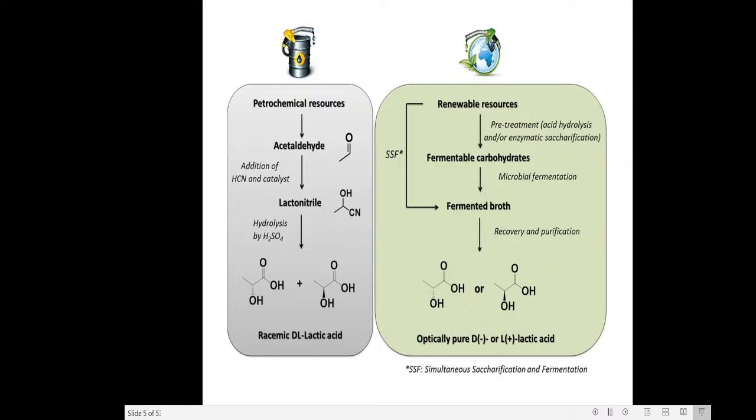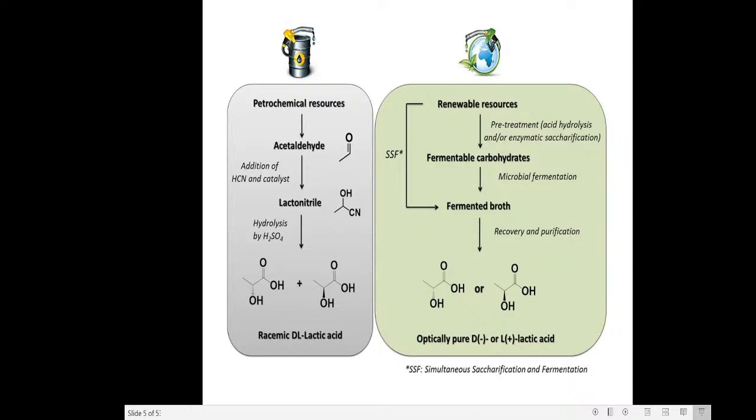Like us humans, we chop the vegetables and then eat them, right? The same process is needed for microbes: we need to chop the polysaccharides through acid hydrolysis and enzyme saccharification. After the enzyme saccharification, the carbohydrate can be taken up by the microbe. Then microbial fermentation happens, and recovery and purification produce the lactic acid.